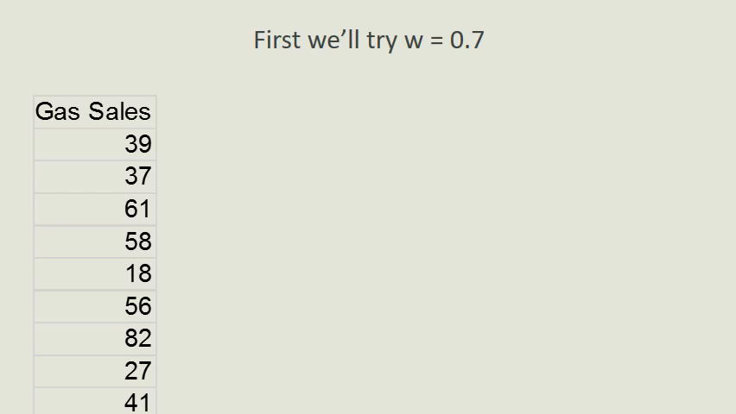Let's try this out on our practice data set. We'll begin with a smoothing constant of 0.7. Since this is a larger number, we would expect to see not much smoothing. And here is the first part of the data set over on the left. Again, these are the Y values in the formula. Let's start creating the smooth values by making S1 equal to Y1, or 39.